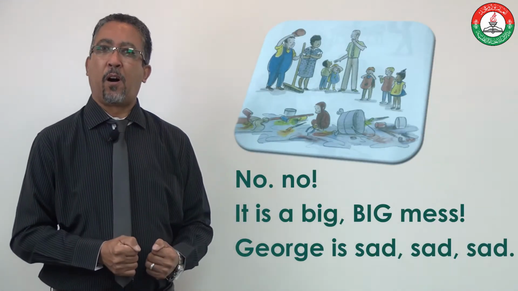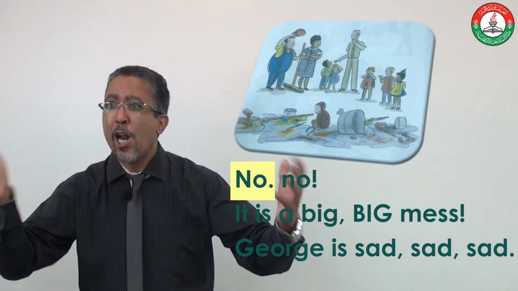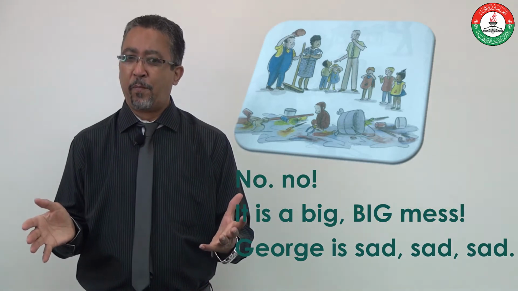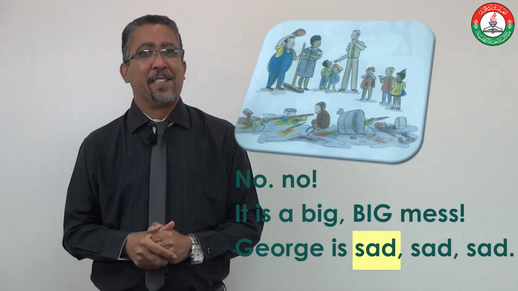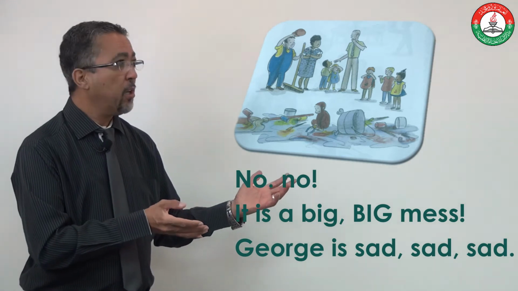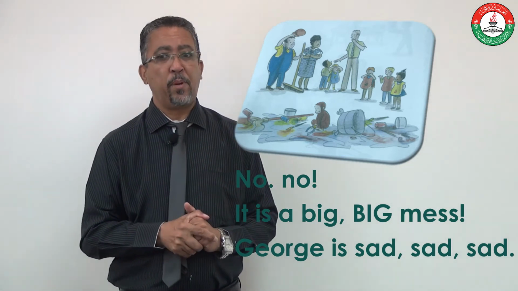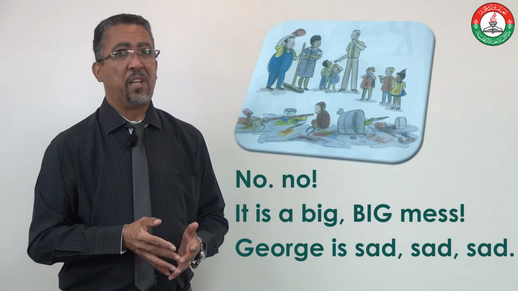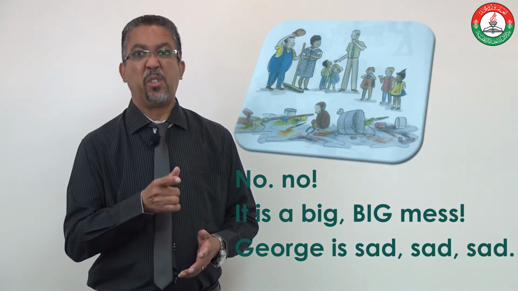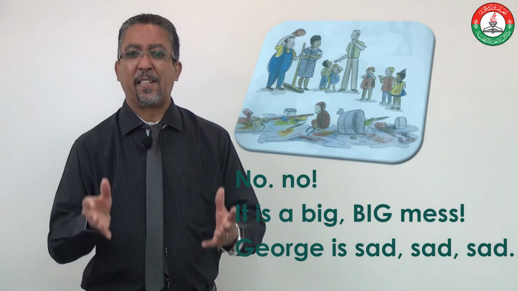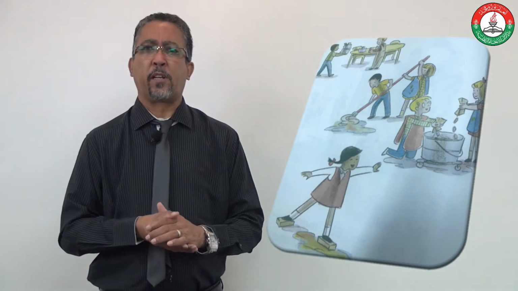Our next page, in walks the principal of the school. No! It is a big mess. George is sad. So boys and girls, the picture shows us that the principal is not happy. And there we have some of the helpers. I don't think they are happy too. And even George is not happy. He is sad. Let's go to the next page.